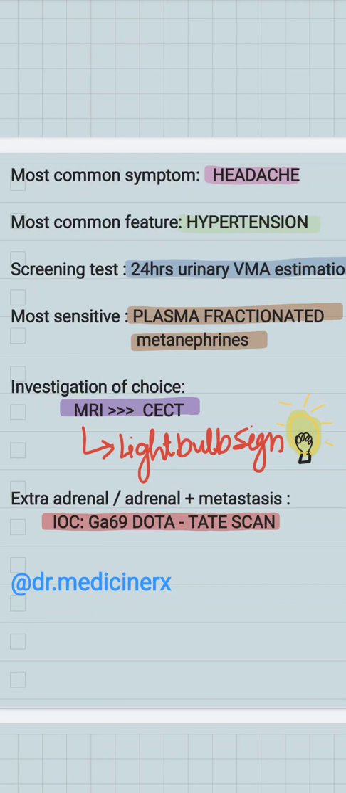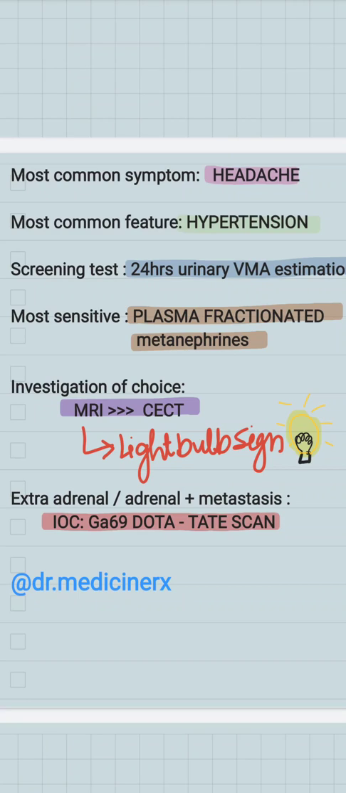Now, guys, coming to the presenting features, how the question is going to be framed, and what are the features that we can expect. The most common symptom is going to be headache. That is, a patient is going to come to the outpatient department mostly with the complaint of headache. So it is the most common presenting feature. Then the most common sign, when you go ahead and check the vitals, is going to be hypertension.